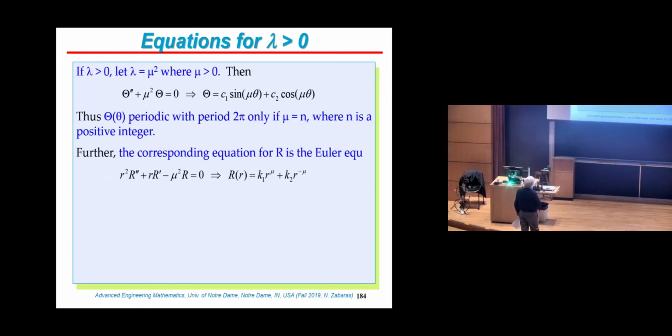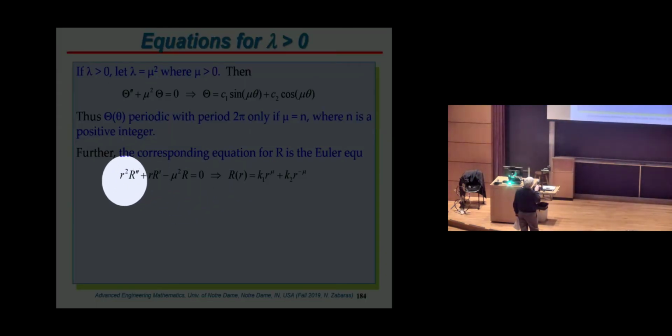And if you then look at the corresponding equation for capital R, we said that's the Euler equation. You get r to the mu and r to the minus mu. The coefficient mu comes because you remember, if you put a general solution r to some power alpha and you solve, you will see that alpha has to be either mu or minus mu. So these are the two independent solutions of the Euler equation that you forgot about.